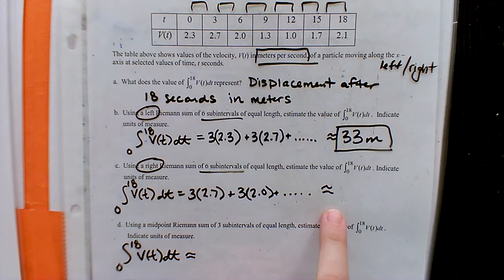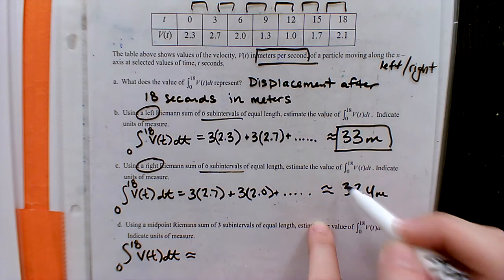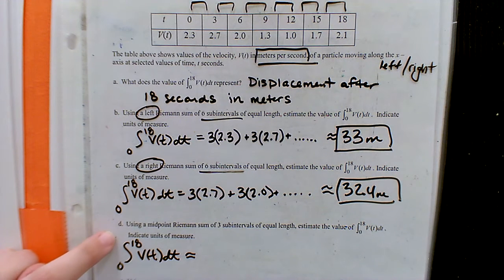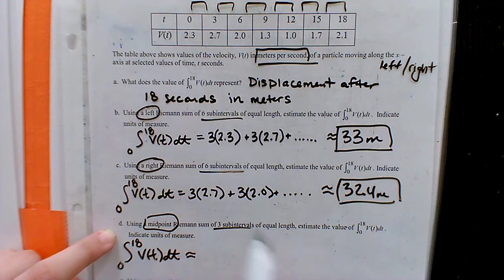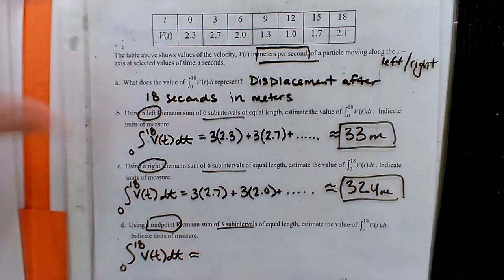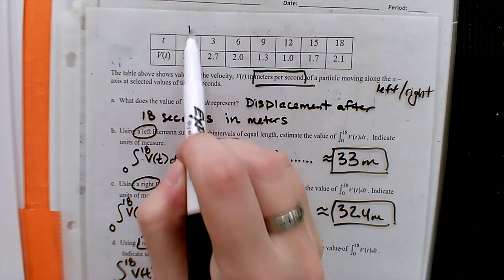Anybody get that one? The displacement using the right-handed endpoints? Go, Stevie. 32.4 meters. I like it. All right. Again, that's another approximation. Let's go ahead and see if we can figure out maybe a different approximation. So for part D, we want to use a midpoint, this time with 3 subintervals. So I'm going to go ahead and erase the 6 at the top that we did. We got to break that chart into 3 sections.